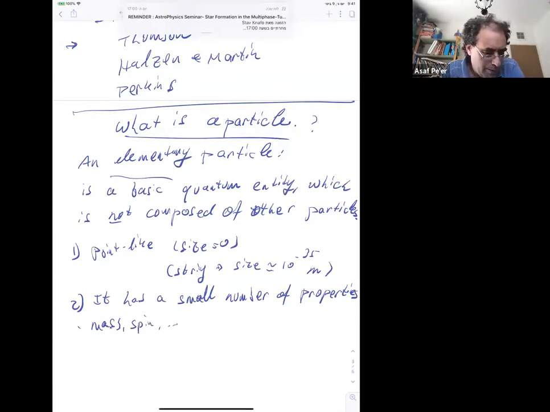So in that respect, an atom is not an elementary particle. It is composed of other elementary particles. But it does have quantum numbers, mass, spin, etc. that we can specify for an atom. But of course, these properties originate from its structure.